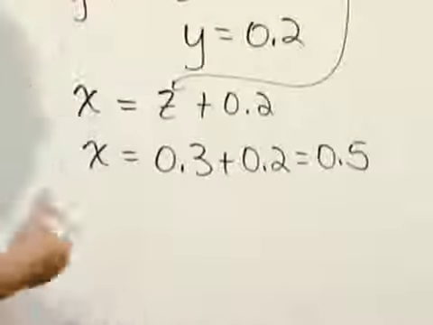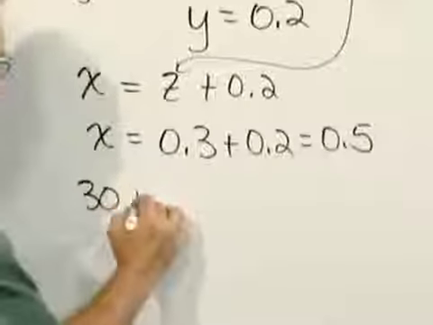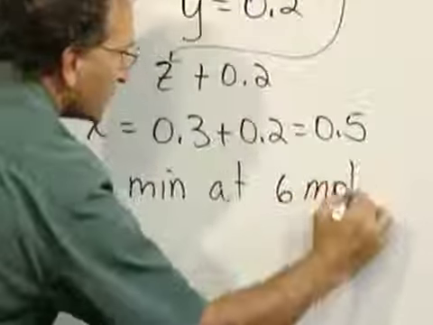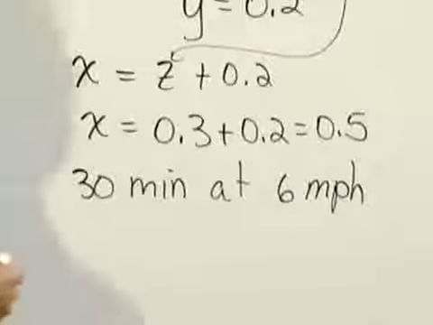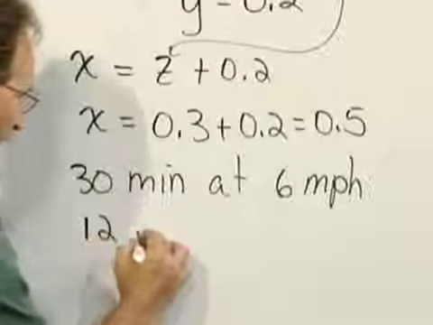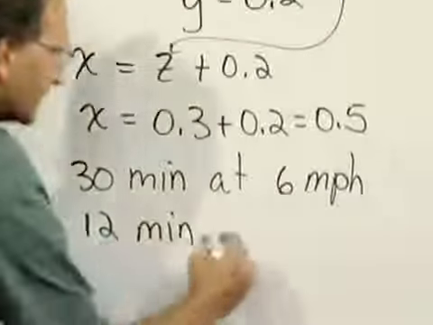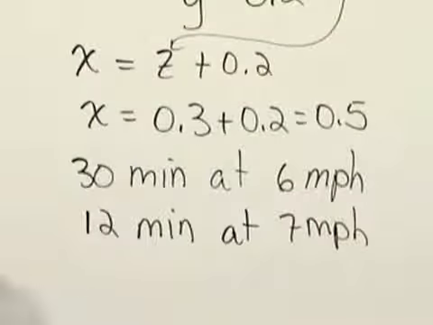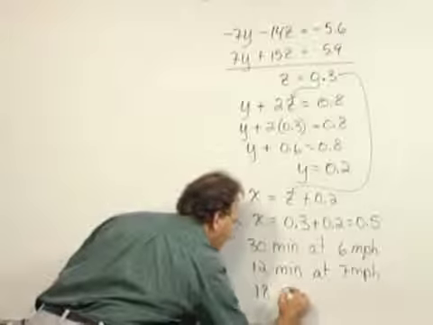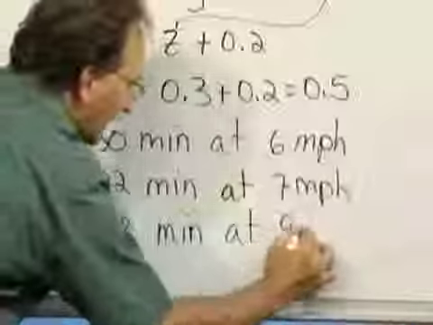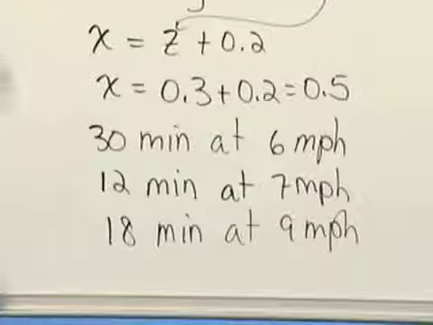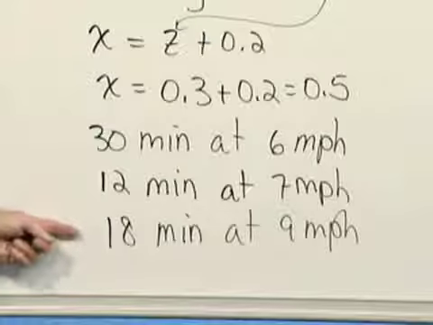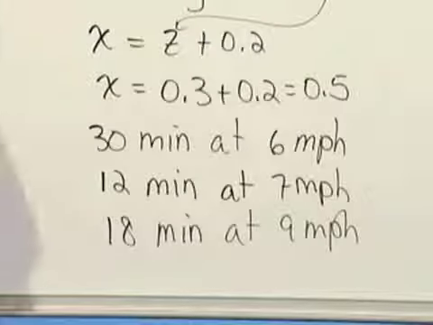X equaling half an hour means 30 minutes at, remember, x was at 6 miles per hour. Y is equal to 2/10, and so that's 12 minutes. And remember, y was at 7 miles per hour. And finally, z is 3/10, which is 18 minutes, and that was at 9 miles per hour. So that's our final solution. 30 minutes at 6 miles per hour, 12 minutes at 7 miles per hour, and 18 minutes at 9 miles per hour.